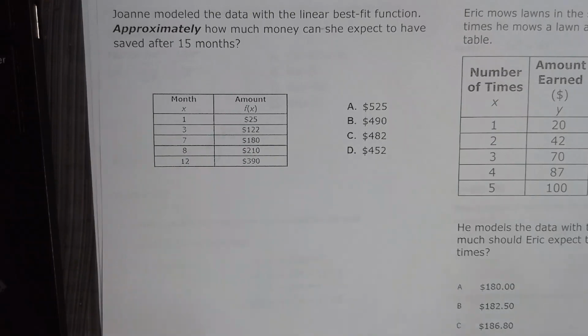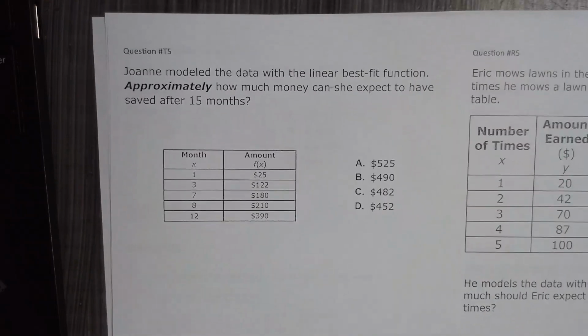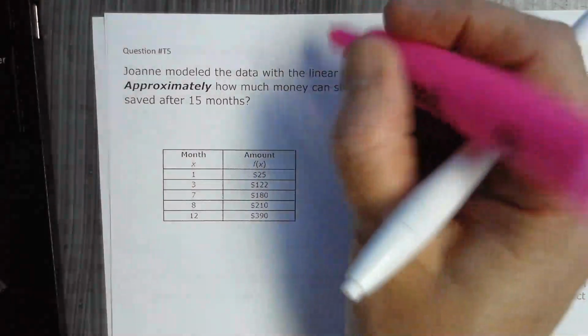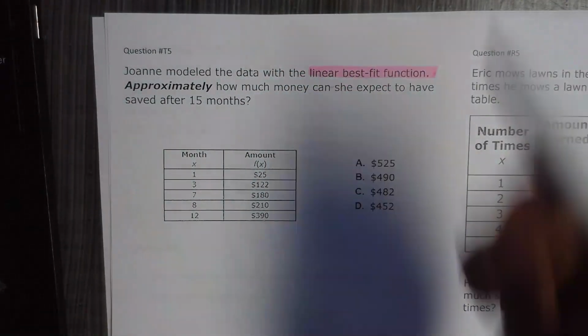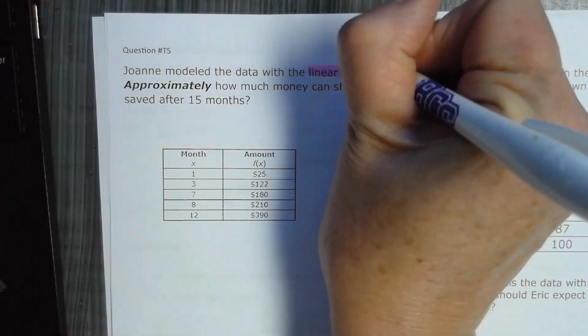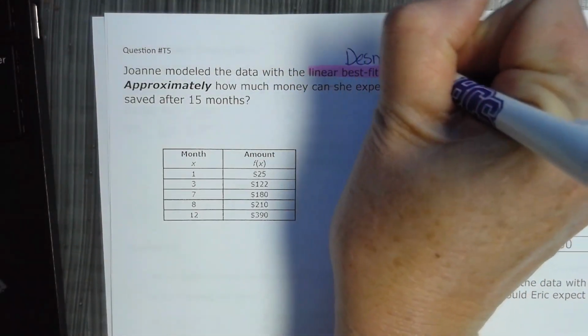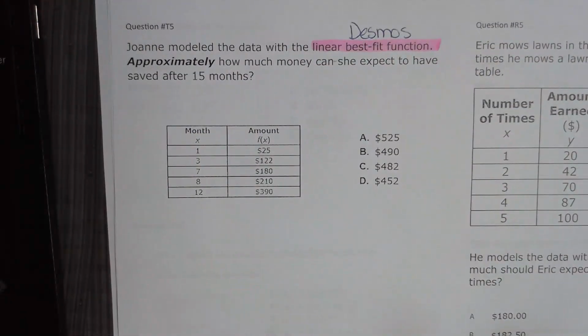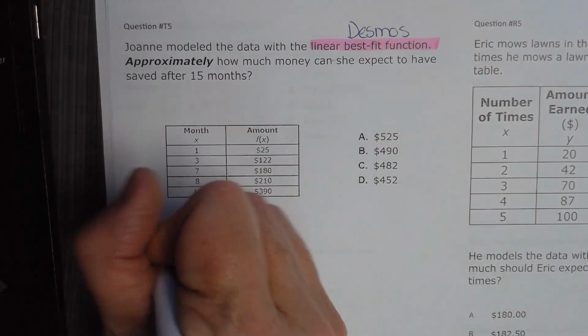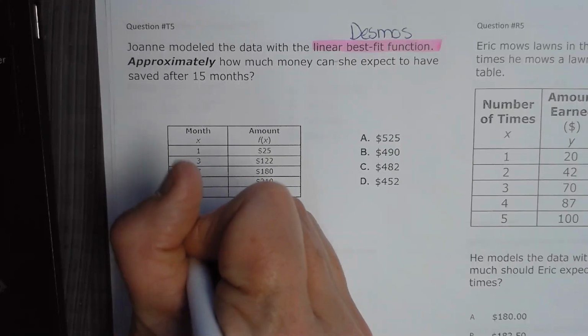All right, so now we have a line of best fit problem. So let's highlight that. And that means we've got to put this in Desmos to find an approximate line for this data. So first thing we're going to do, and yeah, I want you to write this down, we're going to put it in the table in Desmos.